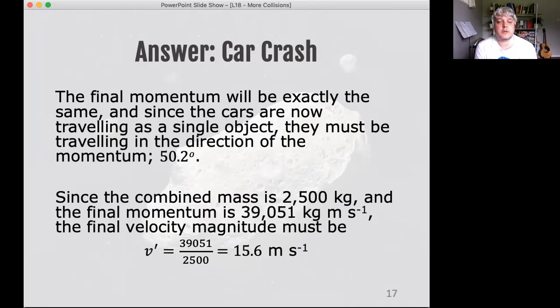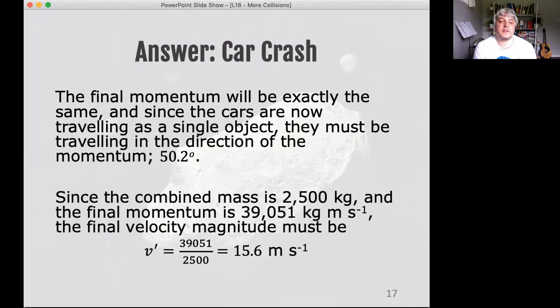contrary to our assumption. Since the combined mass is 2,500 kilograms, the final momentum must be the same as the initial, so 39,051 kilogram meters per second. Therefore, the final velocity magnitude must be v prime. You can see I'm using that prime notation. V prime is equal to the final momentum over the final mass, and that is 15.6 meters per second.